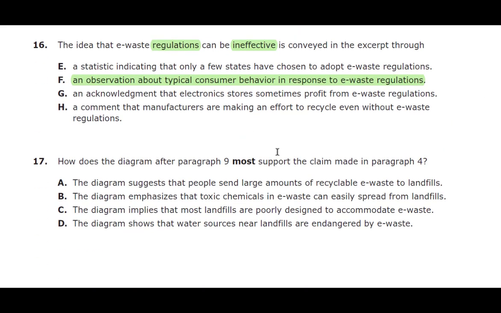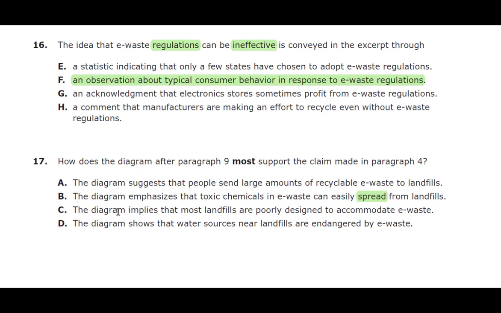A, the diagram suggests that people send large amounts of recyclable waste. B, the diagram emphasizes that toxic chemicals and e-waste can easily spread from landfills. Yes, the arrows everywhere indicate spread from the landfills. That's exactly where it's spreading. I think B is the right idea.